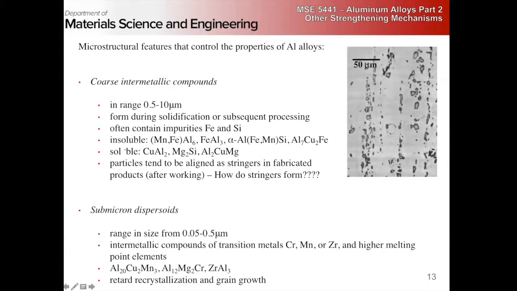The next level of microstructure that's critical for design are these submicron dispersoids, we'll say from 0.05 microns, so 50 nanometers, to 500 nanometers, right?